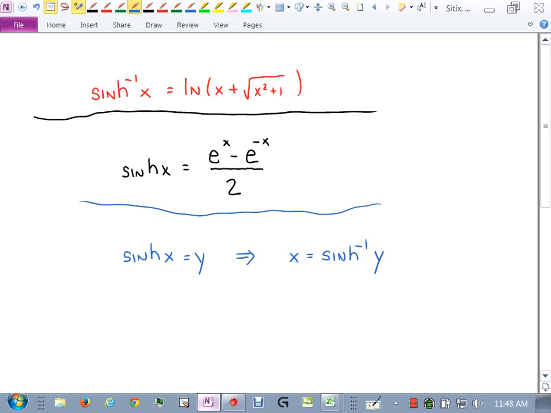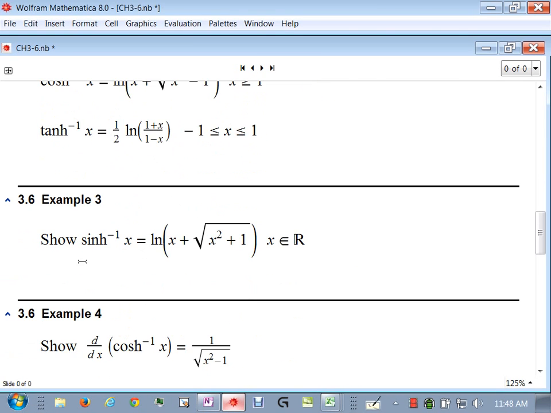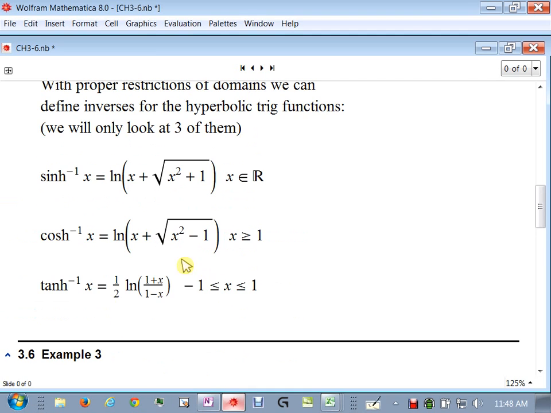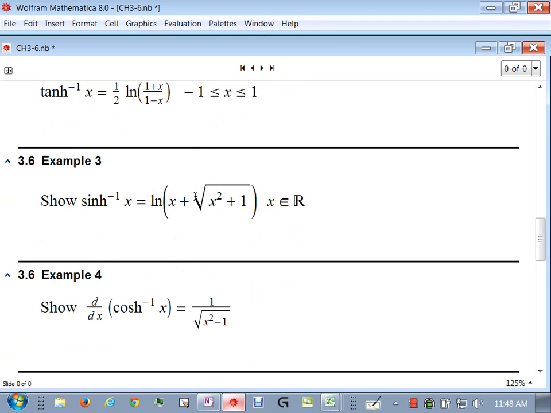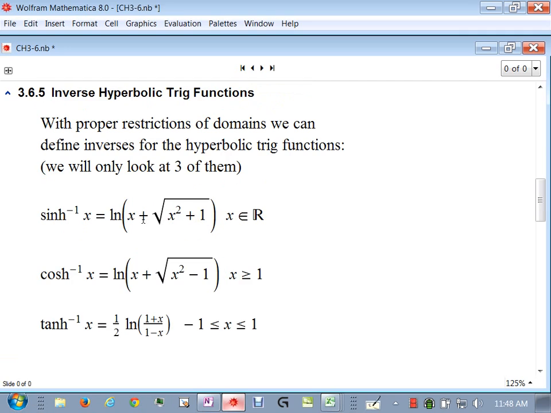Okay, now what are we trying to show? Are we trying to show what a derivative is here? Look, it's saying here, show that the inverse hyperbolic sine function is equal to this. I already put it up here. This was given to us as a formula, right? So I'm not trying to find a derivative, so I'm backing off of derivative because that's not what I'm trying to show.